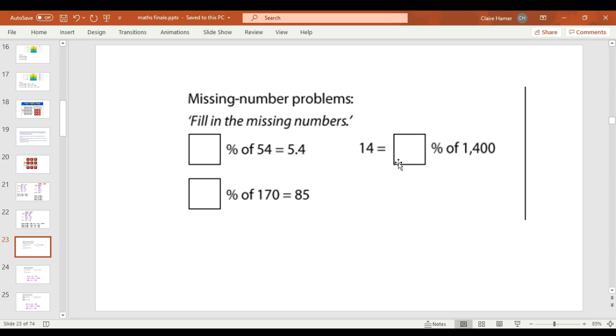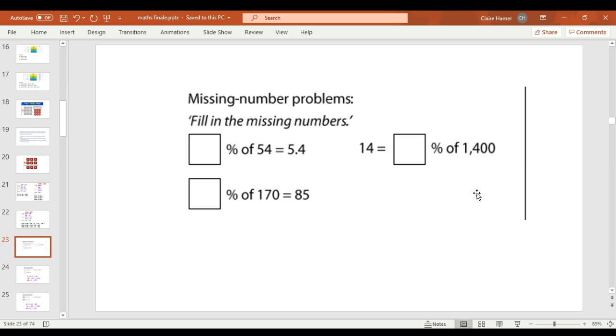14 is what percent of 1400? Okay, I'd like you to pause the video and have a go, and if you're stuck I'm going to reveal a little bit of help on the next page which might help you to get to the answer. Okay, have a go.